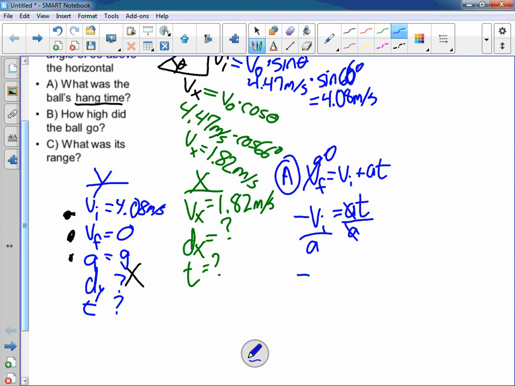All right, so I have negative 4.08 meters per second divided by negative 9.8 meters per second squared. What do we notice about the negatives? They cancel out. Okay, lovely. And someone doing the math for me, please.